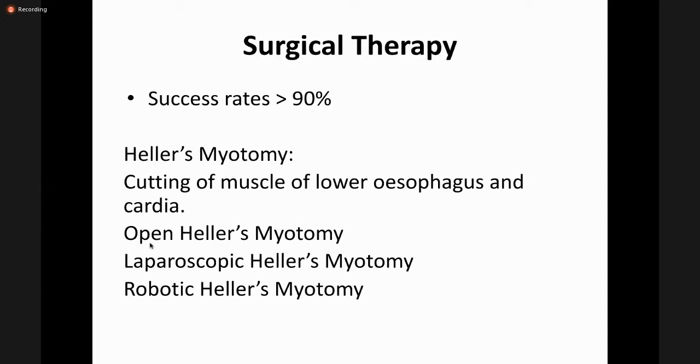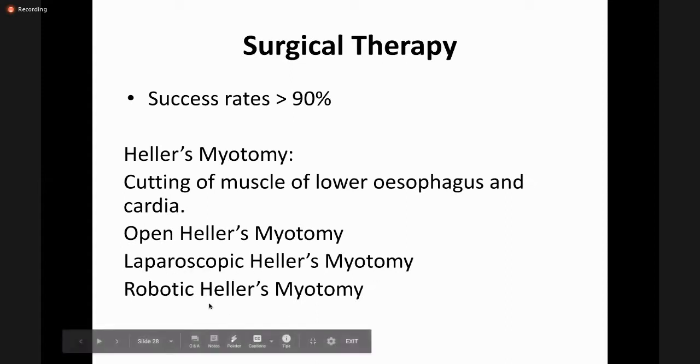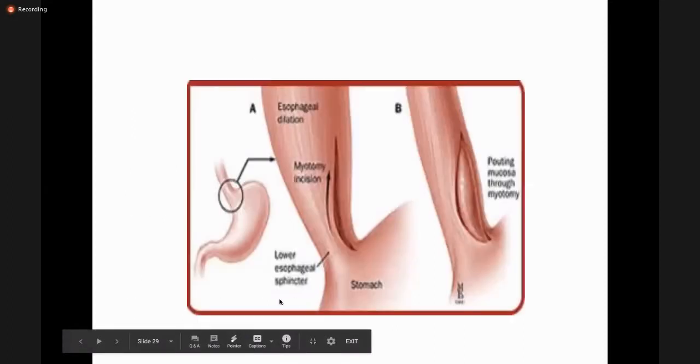So it may be done by an open method like the laparotomy, upper midline laparotomy. This is called open Heller's myotomy. It can be done with the help of the laparoscope, and we call it laparoscopic Heller's myotomy. And it may be done as robotic Heller's myotomy. So what happens over here?